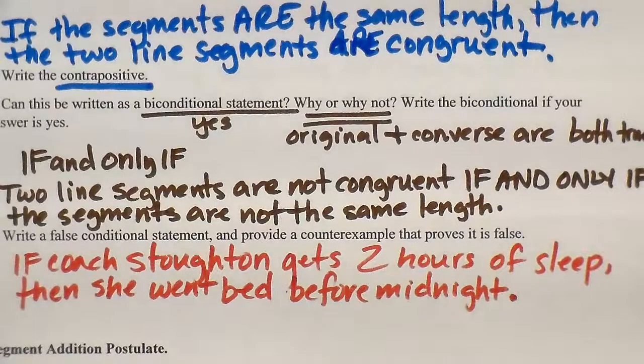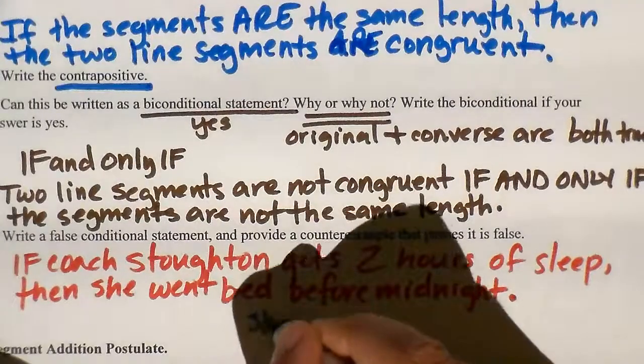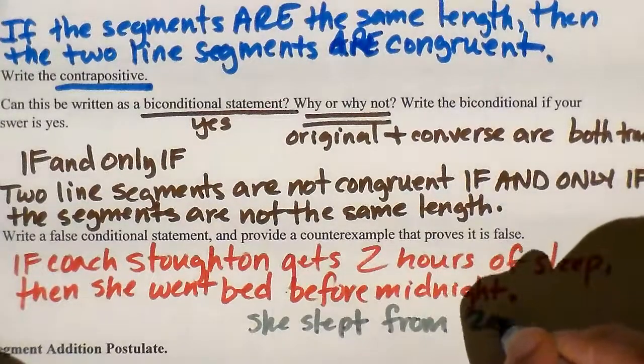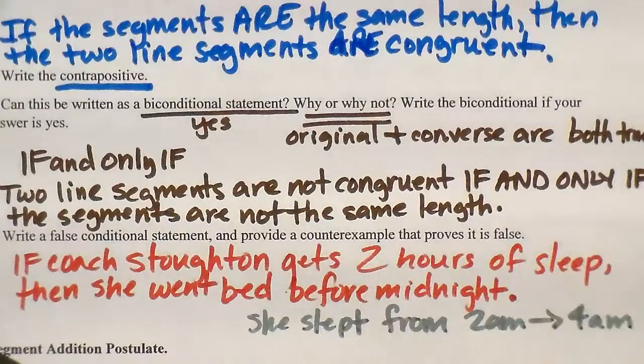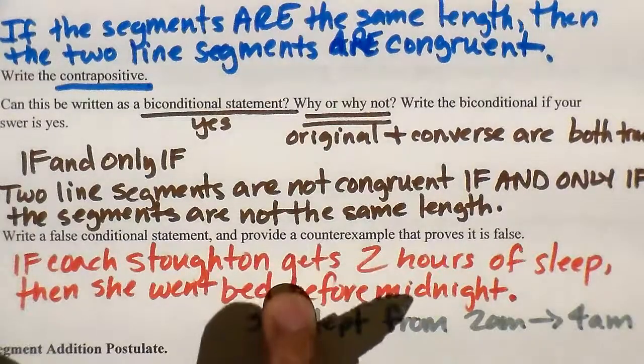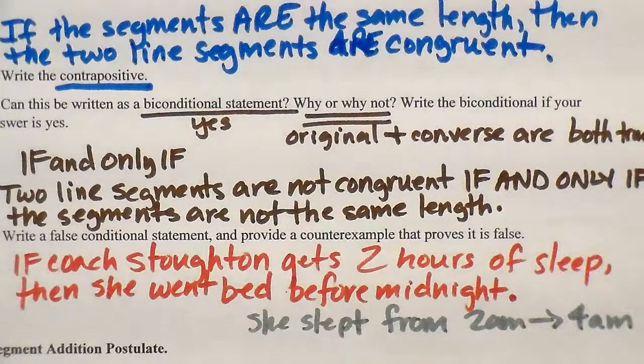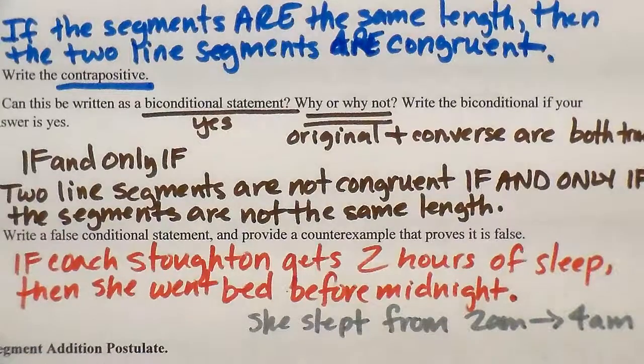Now, that's a false statement because do I have to go to bed before midnight to get 2 hours of sleep? All I have to do is provide a counterexample. So my counterexample would be, she slept from 2 a.m. to 4 a.m. That's a counterexample. That makes this statement not true. There's nothing that says that has to be true. I slept from 2 to 4. I didn't go to bed before midnight. So that's what you have to do for that statement, and you can pick any one you want. And that is conditionals.